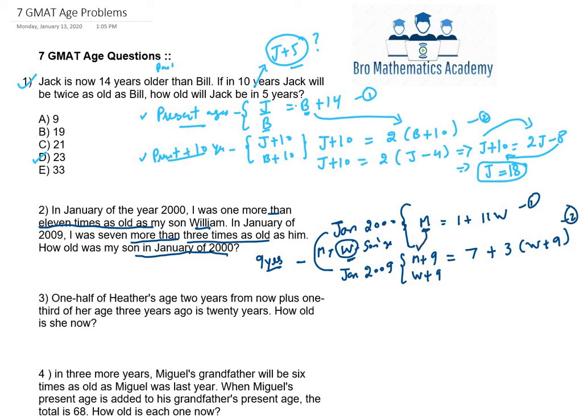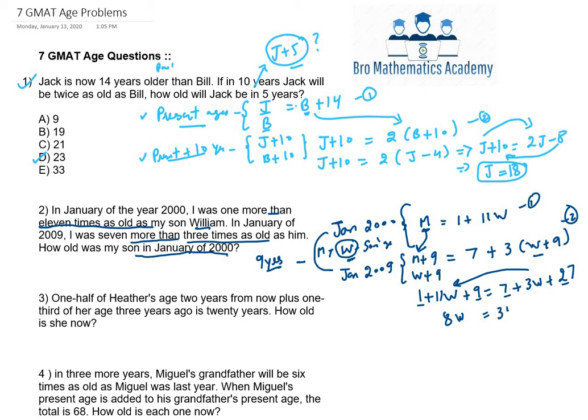We'll just put M from first to here so that we directly get the value of W like we did in the previous question. We put the value of B. So similarly we'll put the value of M here. So what we will get, 1 plus 11W plus 9 equal to 7 plus, if we open up this bracket, 3W plus 27. So if we take this 3W to the other side, we'll get 8W, and 1 plus 9 is 10, equal to, if we take this 10 to the other side, and 27 plus 7 is 34.